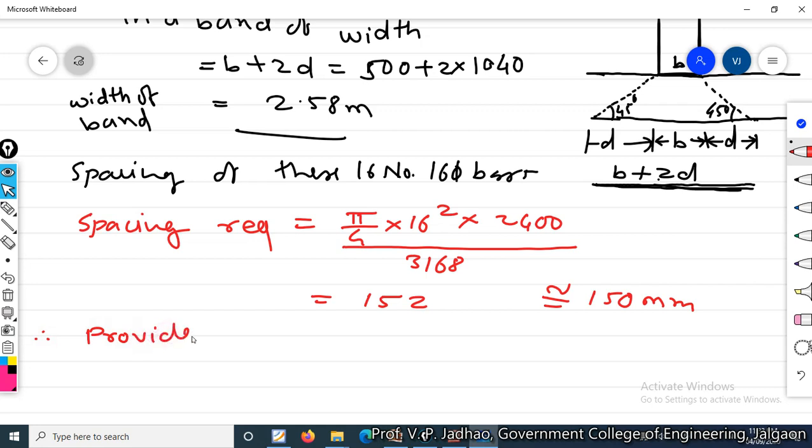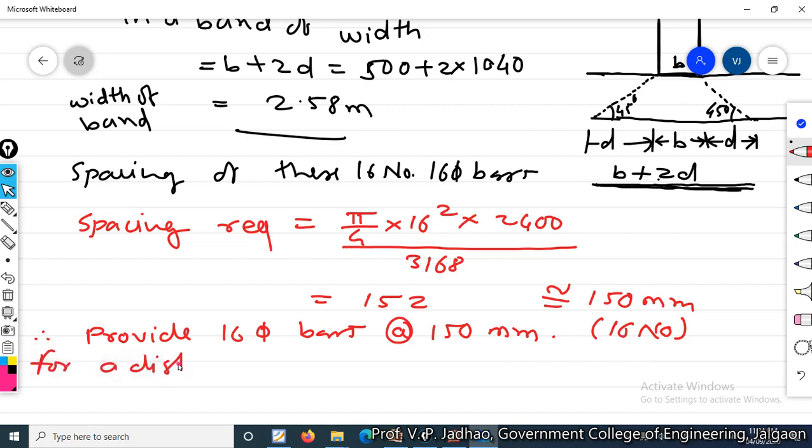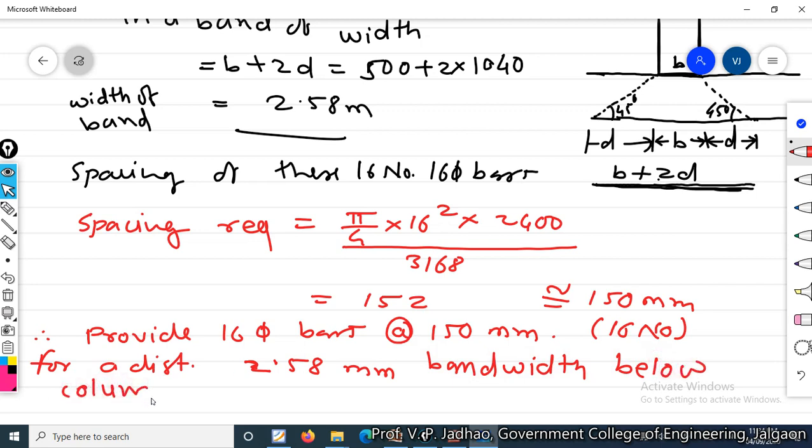Therefore, provide 16 phi bars at 150 mm, that is 16 numbers, for a distance of 2.58 meter bandwidth. That is the same bandwidth below columns A and B.